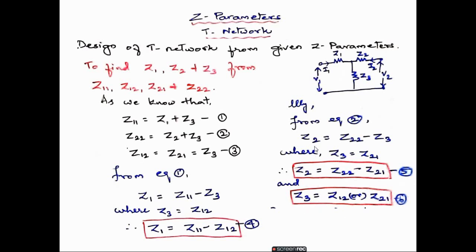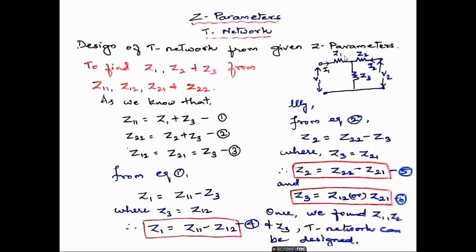Now we have got all three impedances, Z1, Z2 and Z3. Once we know these, we can design a T network. The only thing is we have to keep these formulas in mind. Z1 is Z11 minus Z12, Z2 is equal to Z22 minus Z21, and Z3 is either Z21 or Z12. These two values will be equal only if it is a reciprocal network, that means we have only impedances or passive elements. Otherwise they will have different values.